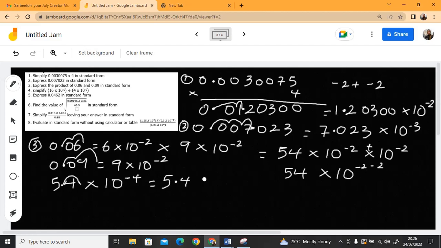So you now have 5.4 times 10 raised to the power of 1, because you converted this to standard form. Then times 10 raised to the power of minus 4. So the final answer would now be 5.4 times 10 raised to the power of 1 plus minus 4, which is 1 minus 4. That will give us minus 3. So this is your final answer if you have to solve without using a calculator.